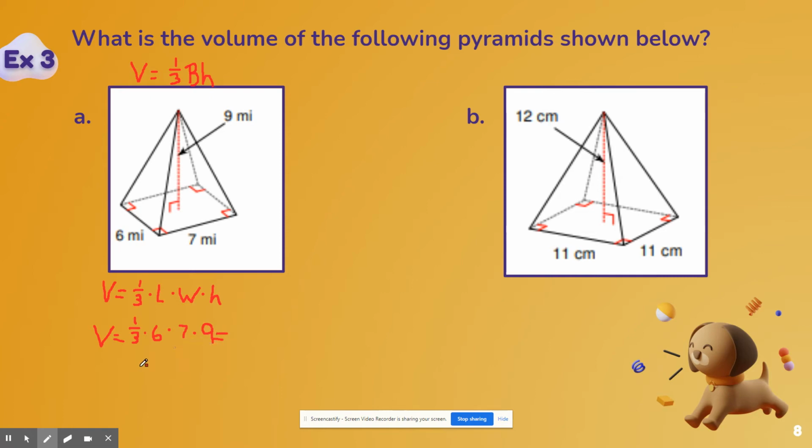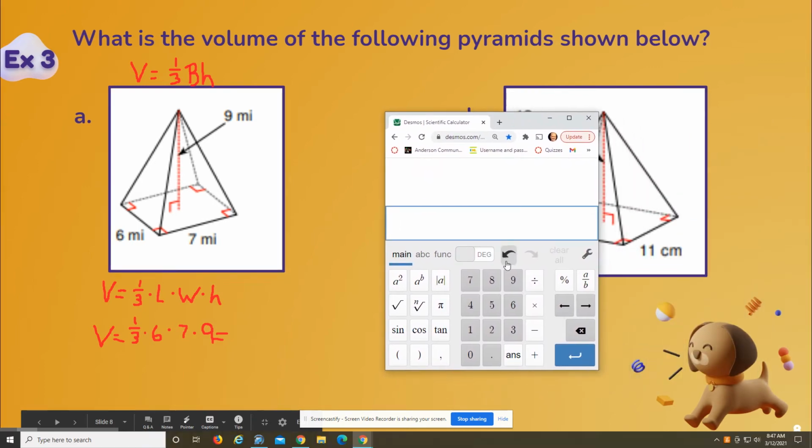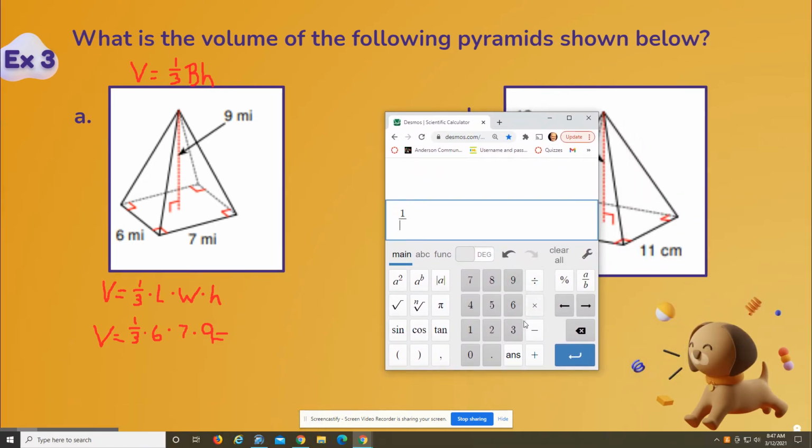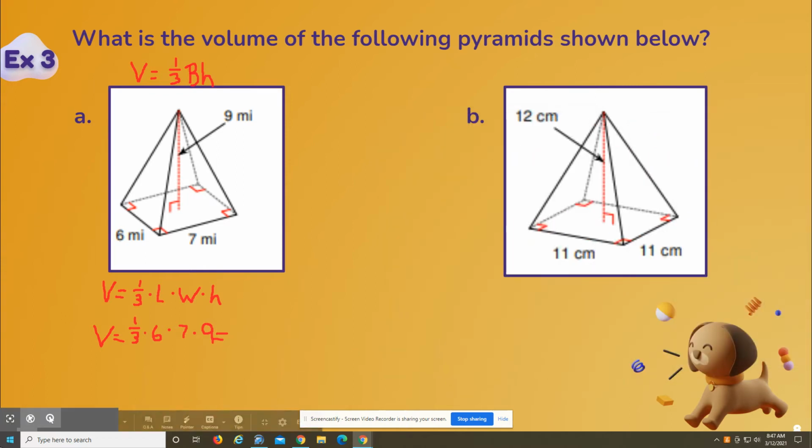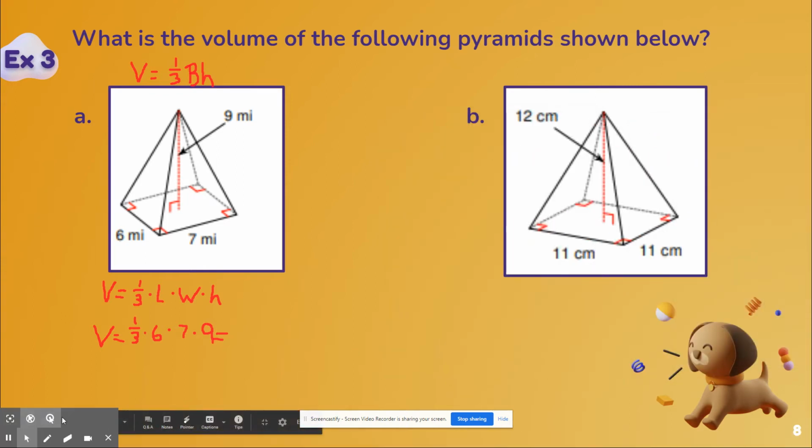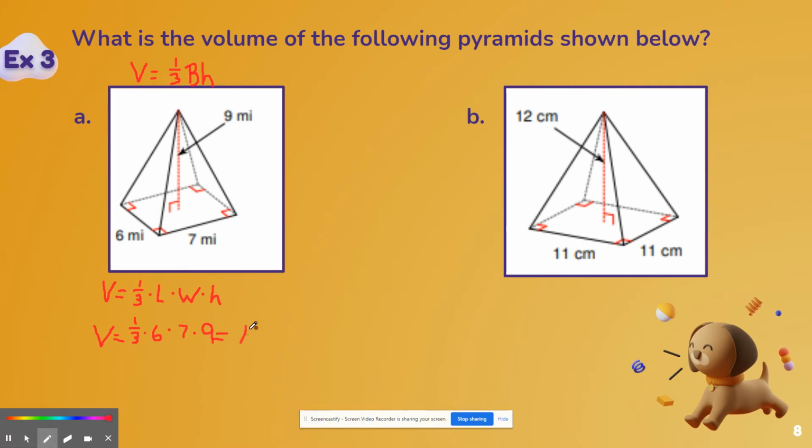I'm going to use a calculator to do so. We would do 1/3 times 6 times 7 times 9. Gives me 126. So this is 126. Don't forget the label. Miles cubed. Volume is always done cubed.